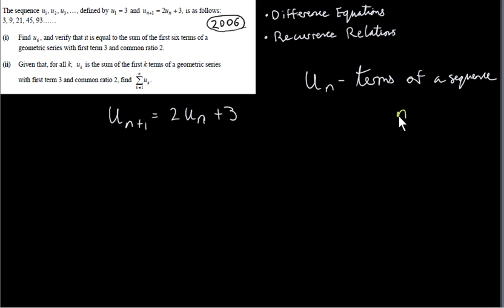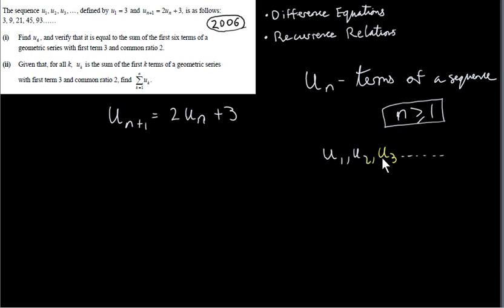Now u_n stands for terms of a sequence, and n is a natural number, of course. u1 is the first term, u2 is the second term, and so on. For this particular recurrence relation, u1 is 3, so n starts at 1. So we'll be looking at u1, u2, u3, etc. We'll be interested in generating a sequence.